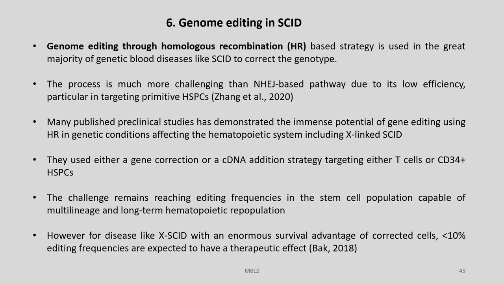Genome editing through a homologous recombination based strategy is used in a great majority of genetic blood diseases like SCID to correct the genotype. The process is much more challenging than NHEJ based pathways due to its low efficiency, particularly in targeting primitive HSC species. Many published preclinical studies have demonstrated the immense potential of gene editing using homologous recombination in genetic conditions affecting the hematopoietic system, including X-linked SCID.